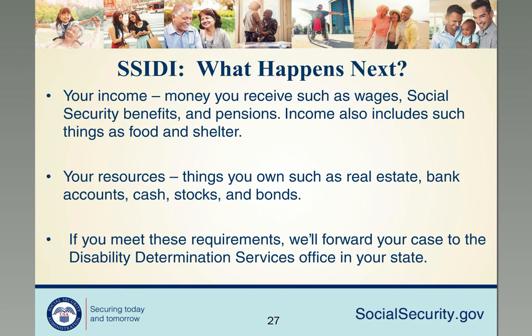Also, we're going to look at your resources. Like I said, for this program, you need to have limited income, but you also have to have limited resources, meaning that when you file for this, we're going to ask a lot of questions about your income and resources. So we're going to need to get information about real estate you might own, bank accounts, cash, stocks, bonds, things that you could use as a resource. If you have low income and low resources, we'll then go ahead and send your application off to the Disability Determination Service Center to evaluate your case for disability purposes.